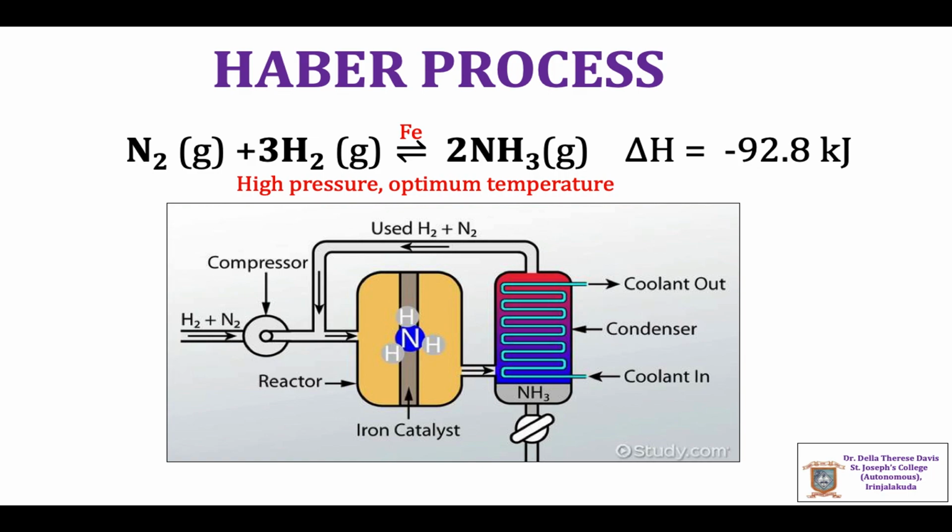The reaction is an exothermic process. So, very high temperature will favor backward reaction. But if the temperature is very low, the reactants cannot acquire the activation energy to form the product. Thus, an optimum temperature of around 450 degree is required for the formation of ammonia.